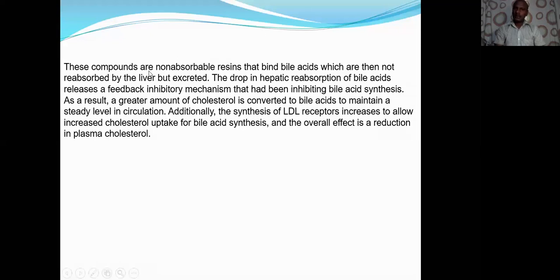This is how these non-absorbable resins can be used in the treatment and management of hyperlipidemia. The resins first inhibit the reabsorption of bile acids. We know that bile acids are metabolites of cholesterol, and bile acid metabolism takes place in the liver. Another way is that they increase the sensitivity of LDL towards the receptors present in the liver, and then cholesterol and LDL are taken up.